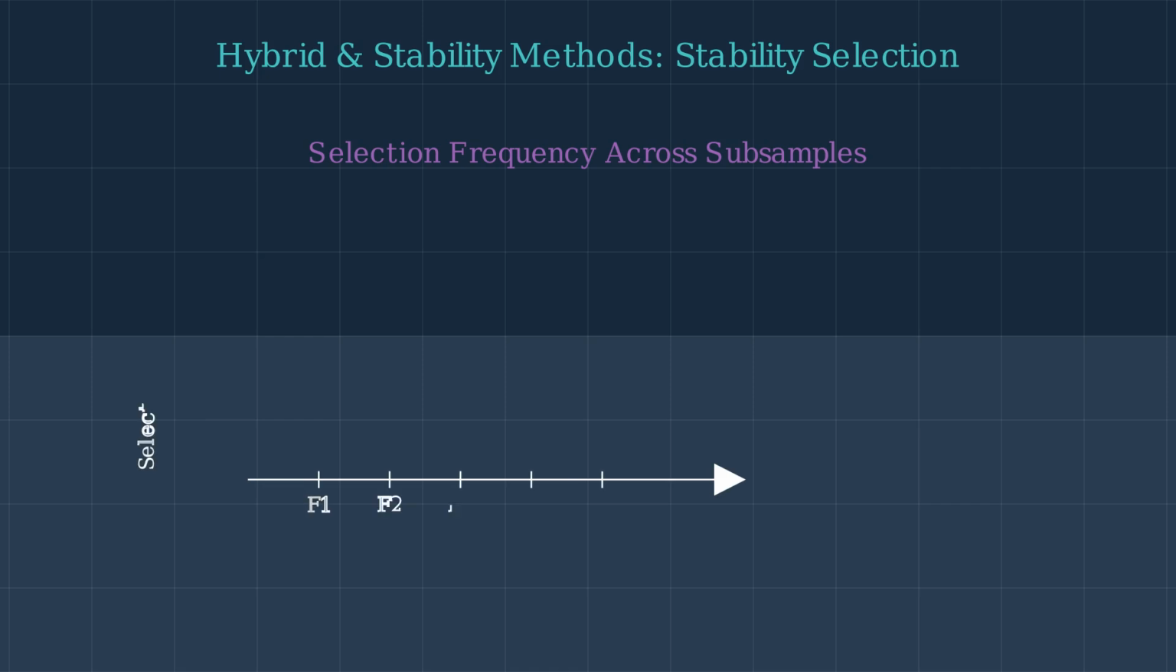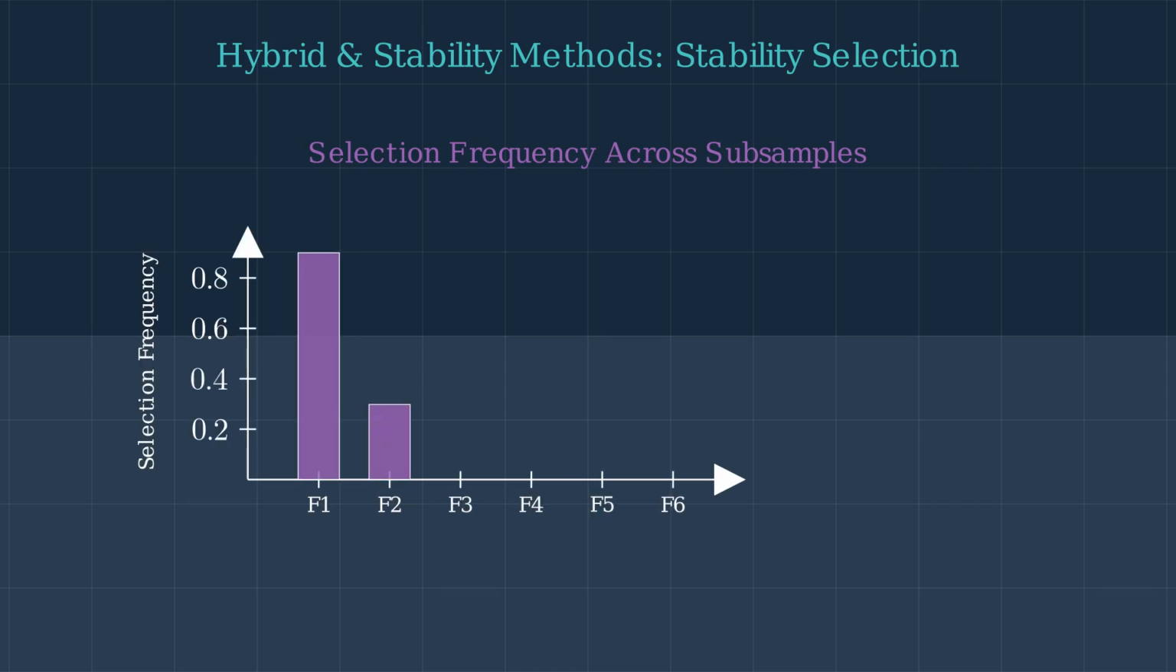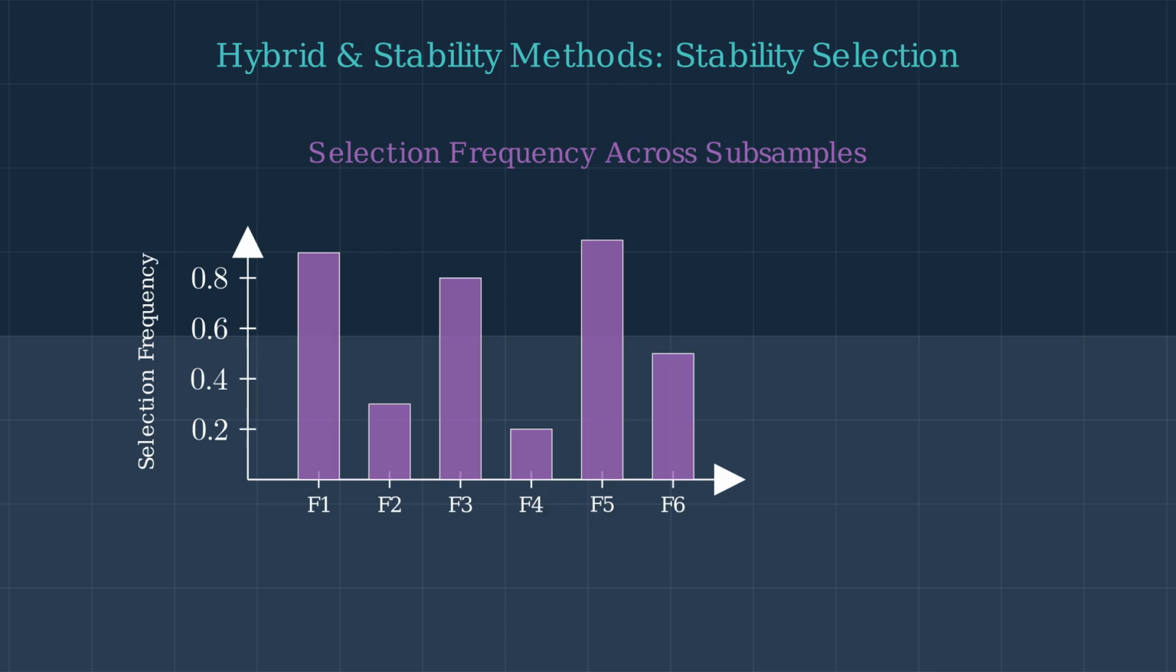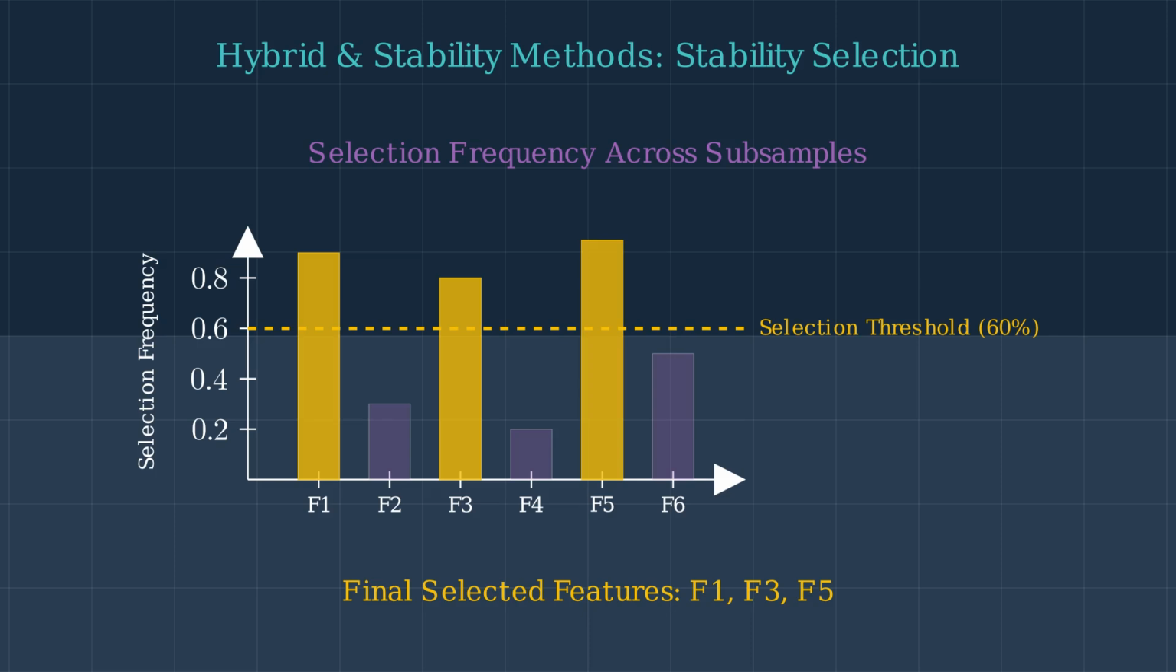Next, we count how often each feature was selected across all subsamples. This gives us a stability score or selection frequency for each feature. We then set a threshold, typically around 60%, and only keep features that were selected in at least that percentage of subsamples. In this example, features F1, F3, and F5 exceed our threshold and would be selected for our final model. Stability selection offers several advantages.